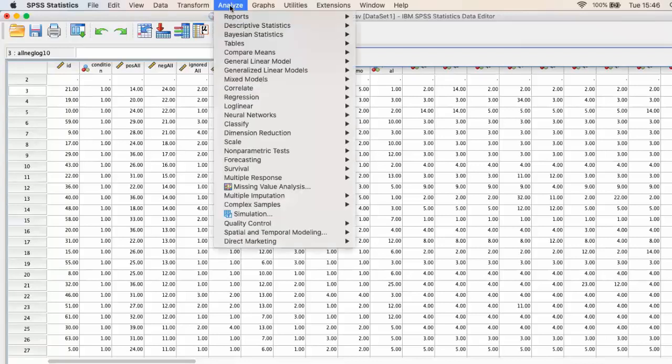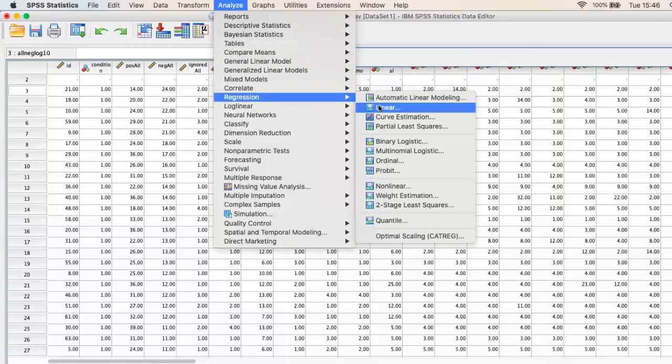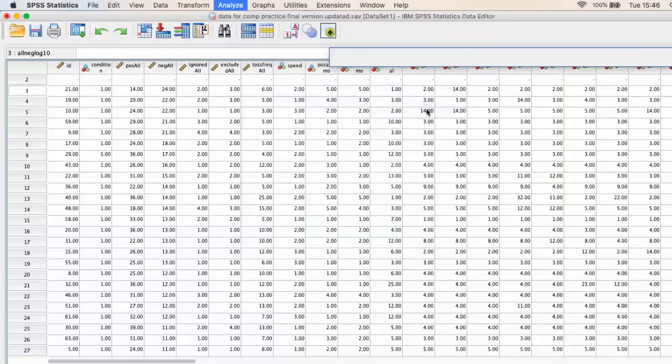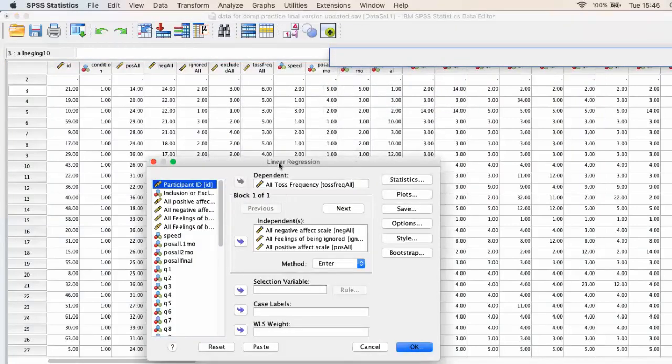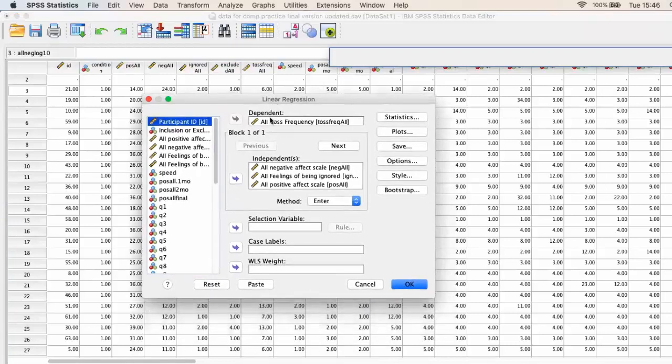So for this one, you go to Analyze, you go to Regression, you hit linear. And let's say we wanted to check out, this is just like for your comp. So this example might look a little familiar because we didn't have to change much. So all toss frequency, let's say that's the dependent variable. All the independent variables are all negative affect, all feelings of being ignored, all positive affect scale, whatever. So you got your independent predictors and your dependent variable.